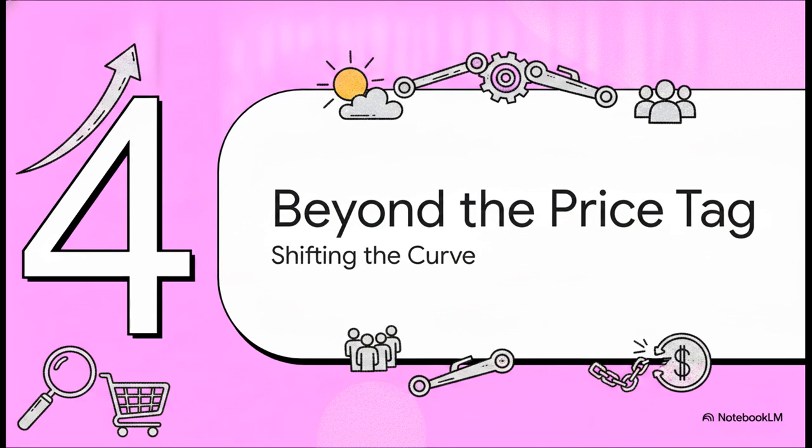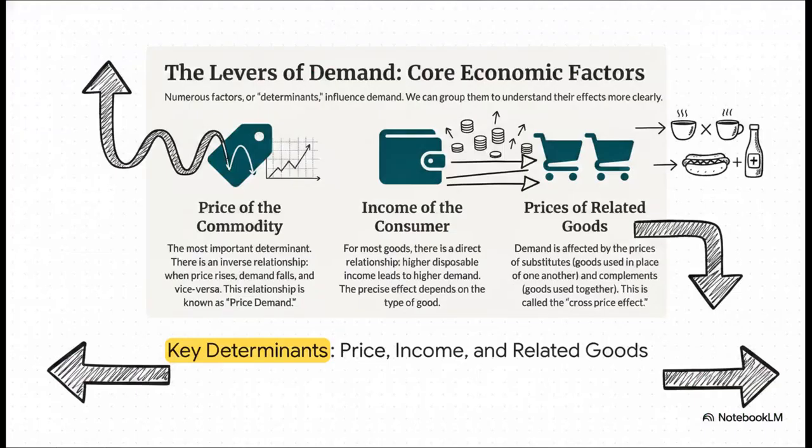Section 4. Beyond the price tag. Because, let's be real, if price were the only thing that mattered, economics would be a breeze. But real life is a lot messier. While price is definitely the primary determinant causing movement up and down along our curve, there are other massive external levers that can physically shift our entire demand curve to the left or the right. Things like the income in our wallets or the prices of related goods sitting on the shelf next to it.